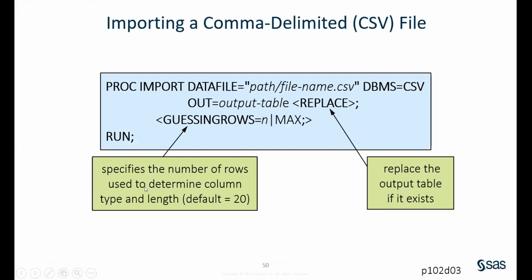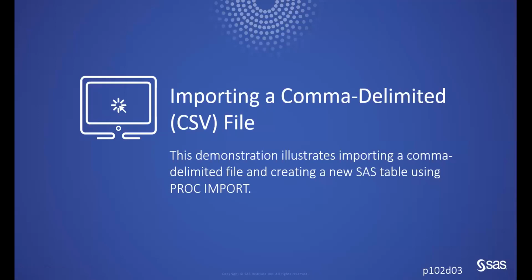Specific number of rows used to determine column type and length. The default is 20. So this is just an extra input. It's a statement along with your proc import. It's not an option. It's a statement, because it's starting with a keyword and ending with a semicolon. It's an independent statement in proc import. And thus you have this demo.